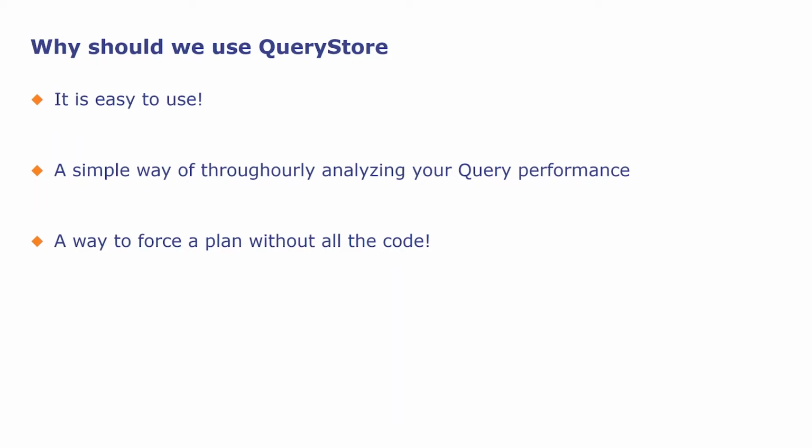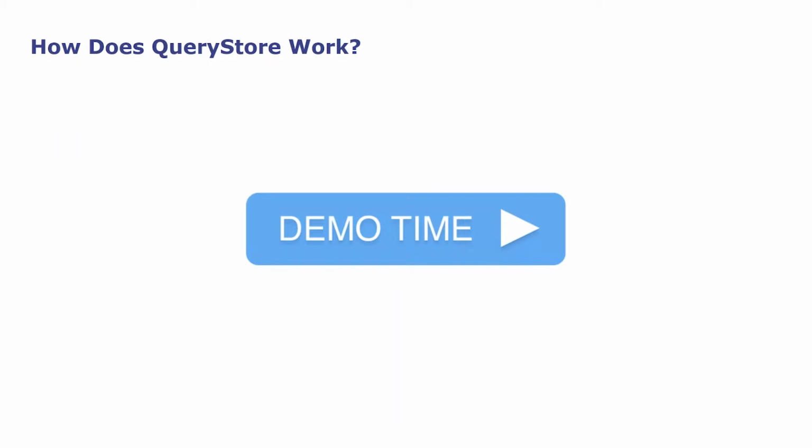Also, a very important feature is that you can force a plan with Query Store. Normally, when you want to force a query to use a certain plan to make it perform better, it's difficult. Now in Query Store, you can just say force this plan, and the plan will always be used for that query. In SQL 2012, 2008, 2005, 2000, you had to write a lot of code to enforce this. Then, how does Query Store work? We'll start with giving a demo.